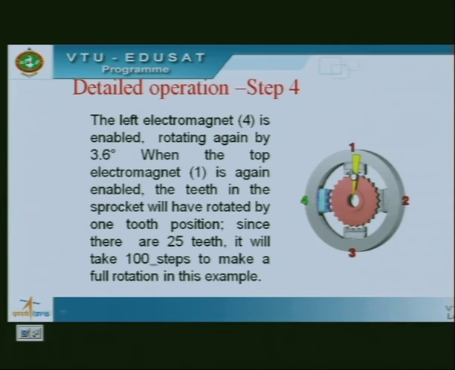So, just for one tooth position to change from the center to the next, it will need 14.4 degrees. So one tooth position has changed, and for this tooth position to complete one whole revolution around 360 degrees, it will take 100 steps. So it needs to take 100 steps to finish one revolution.